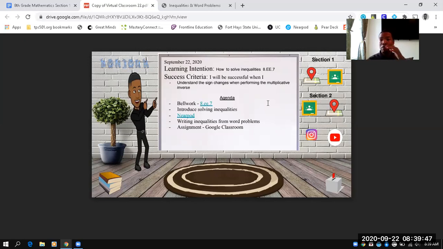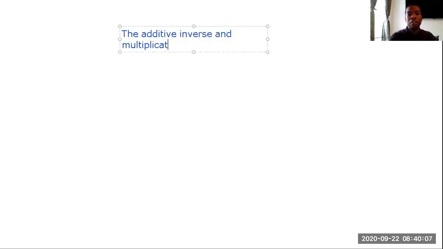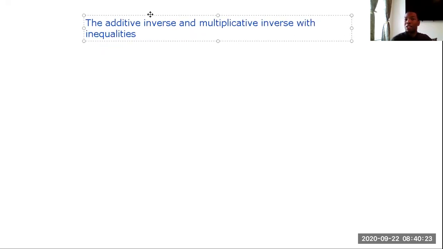What we've been doing before, we've been solving linear equations, all right? Well, sometimes it comes in the form of an inequality. So I'm going to pull up my whiteboard so that you could see. And we're going to be looking at the additive inverse and multiplicative inverse in regards to inequalities. And it's fairly similar. So we've done questions like this, all right? But we've done them with the equal sign.